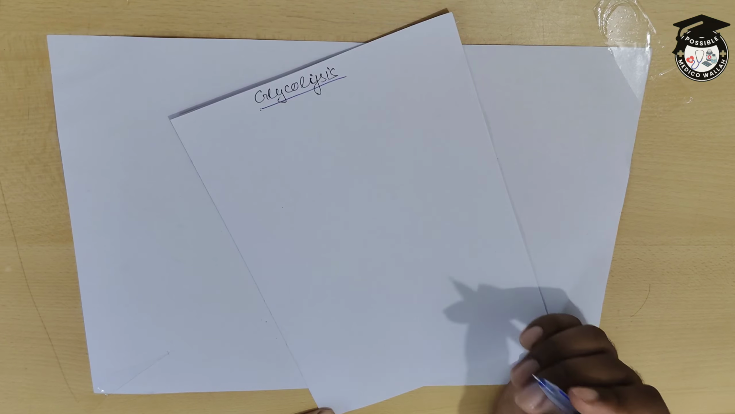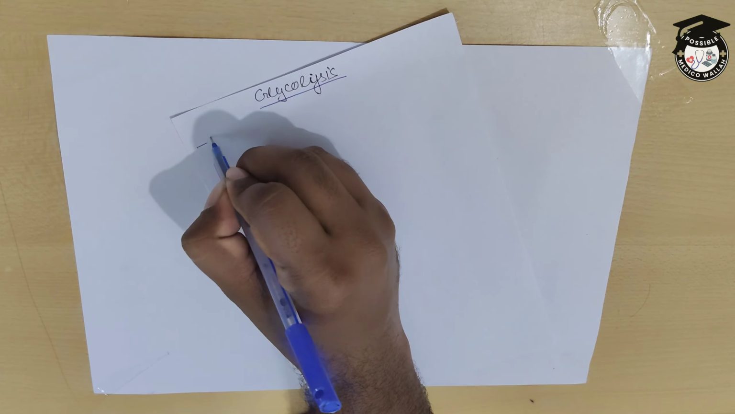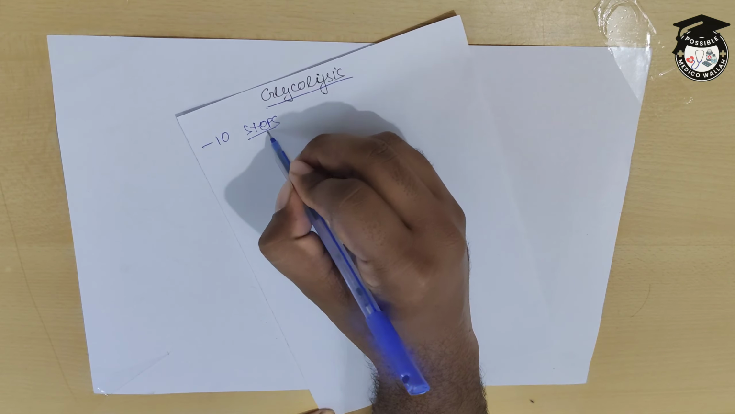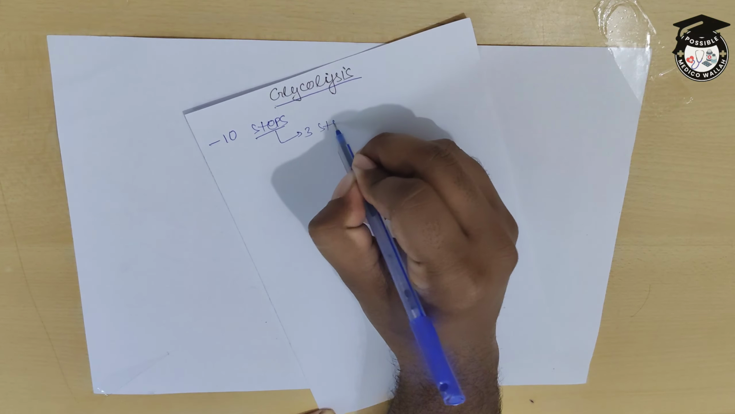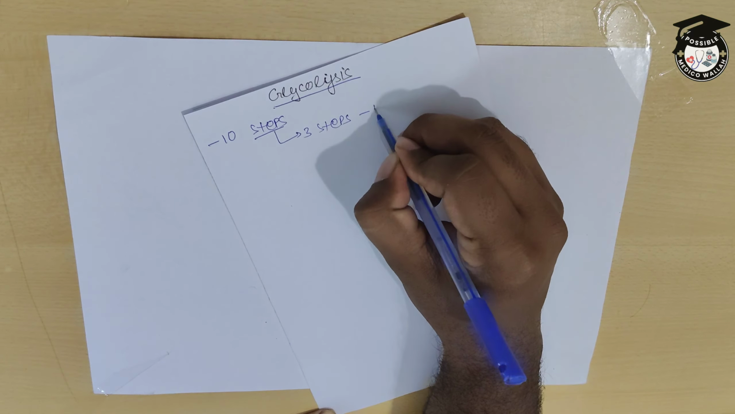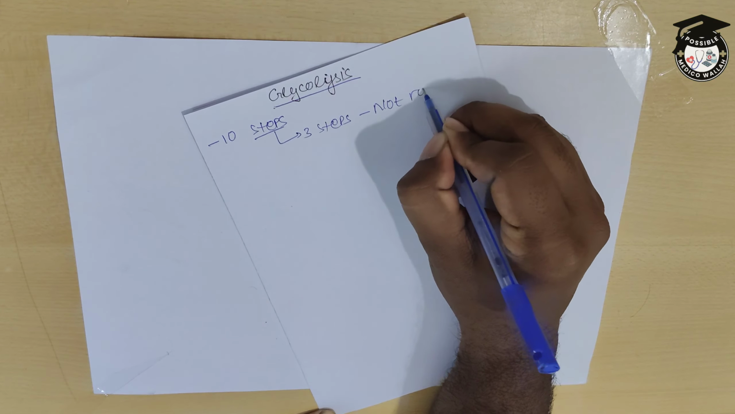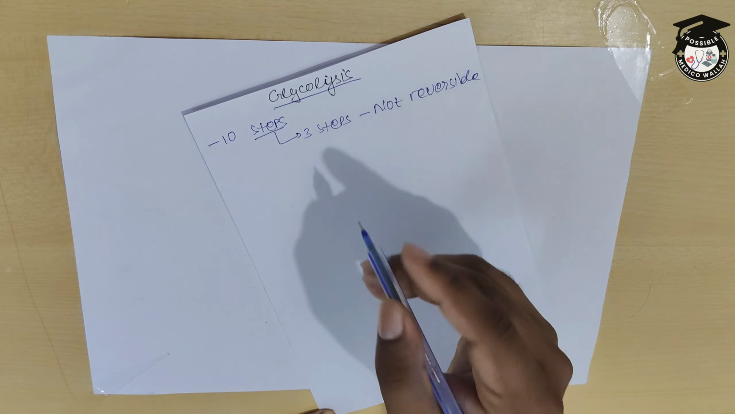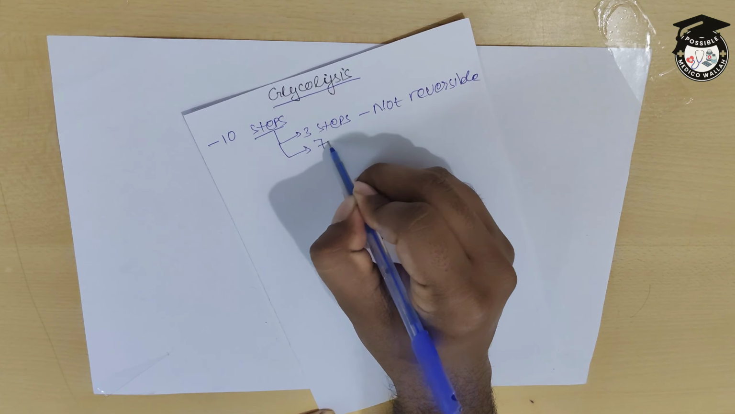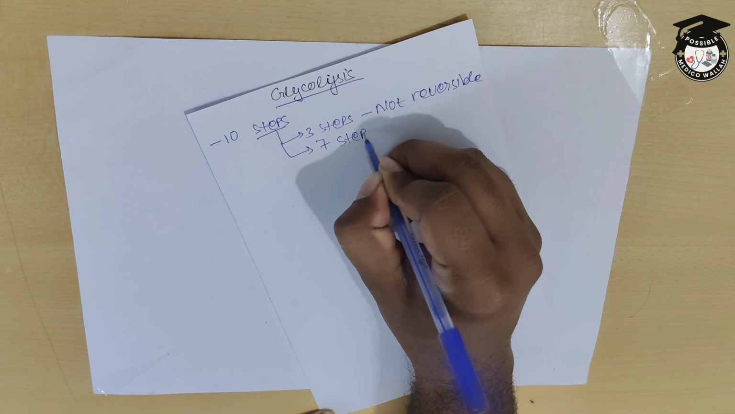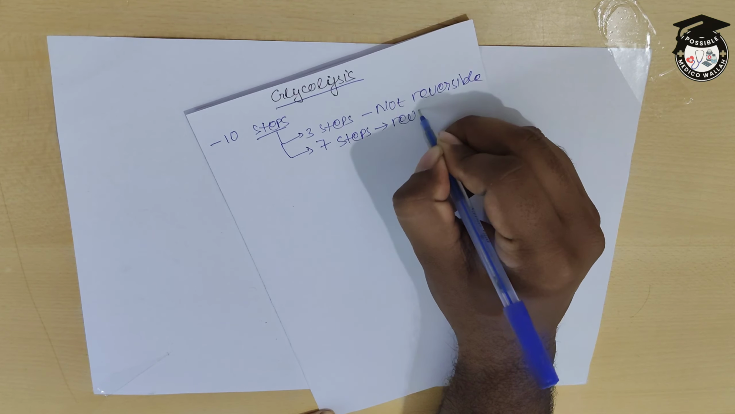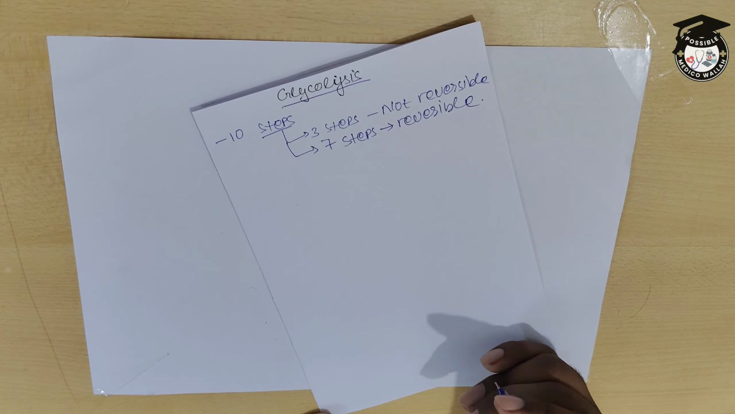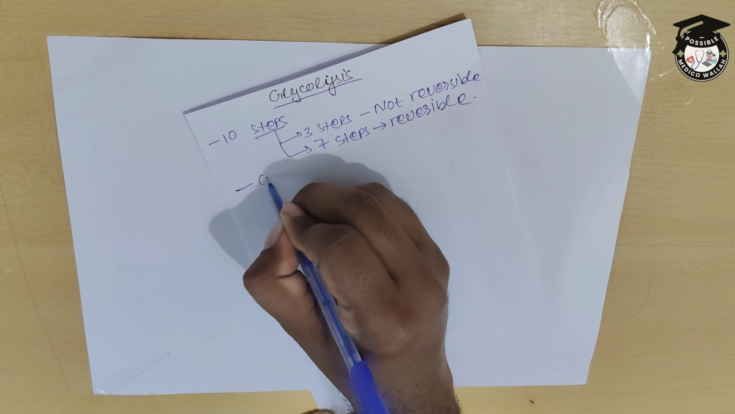I am going to discuss glycolysis, which is also a universal pathway for glucose breakdown. It is also known as the EMP pathway. It contains 10 steps. Of these 10 steps, 3 steps are not reversible and the rest 7 steps are reversible, and the enzymes are present only in the cytosol.